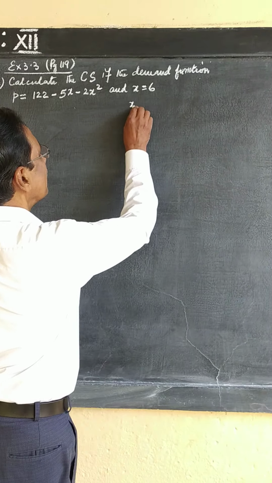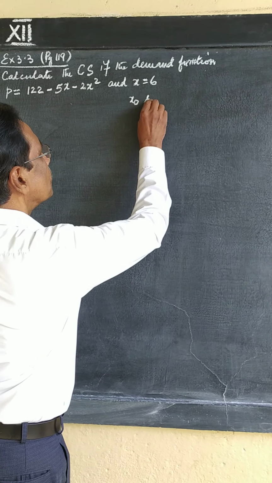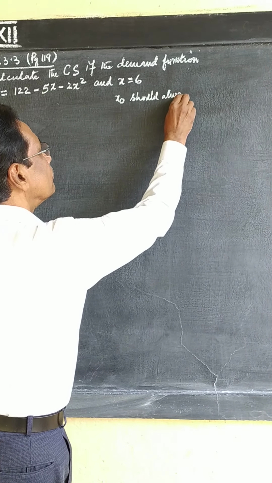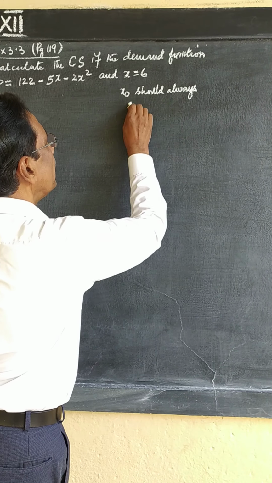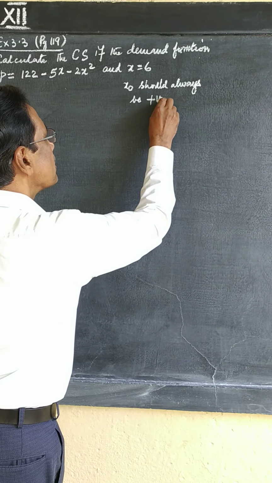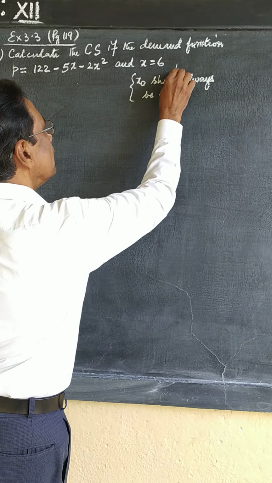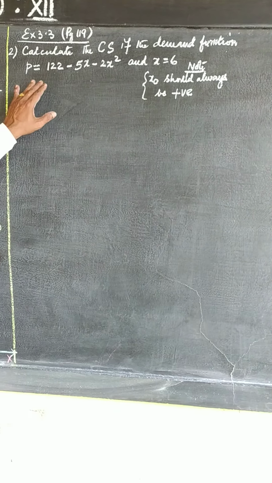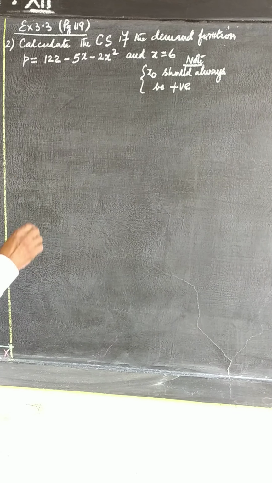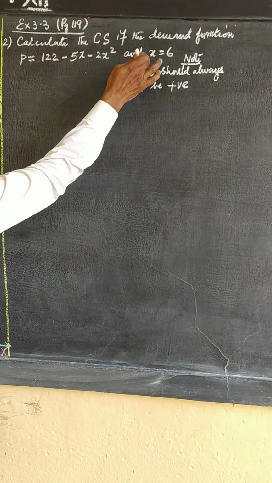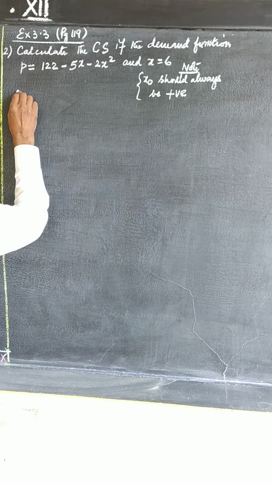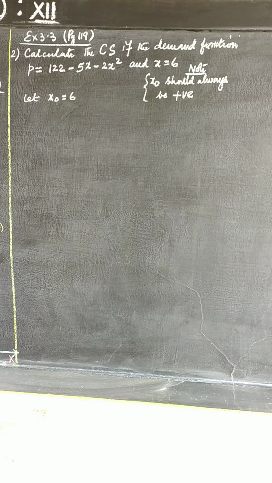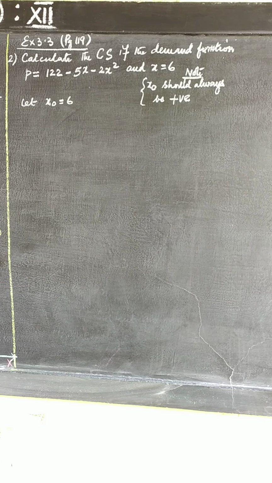So x naught should always be positive. This is note. Now we can take this problem. Here it is given x is equal to 6. So we can take simply x naught is equal to 6. Directly we can take x naught is equal to 6.